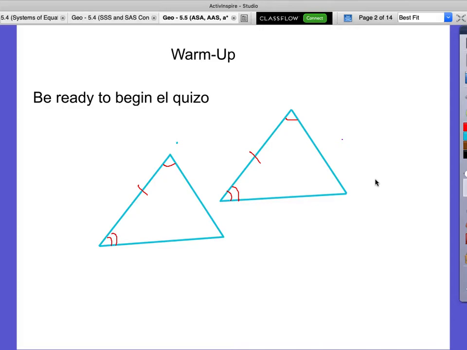So not only do we have side-side-side and side-angle-side, we also have, what do you think this one would be called? Angle, side, angle. Now, where is the side on this one, guys? Is it just any random side? No. It's the included side, isn't it? It's the side between the two angles, okay? The side between the two angles.